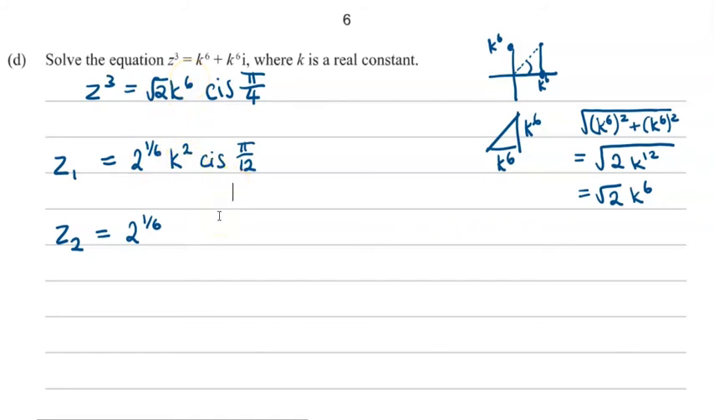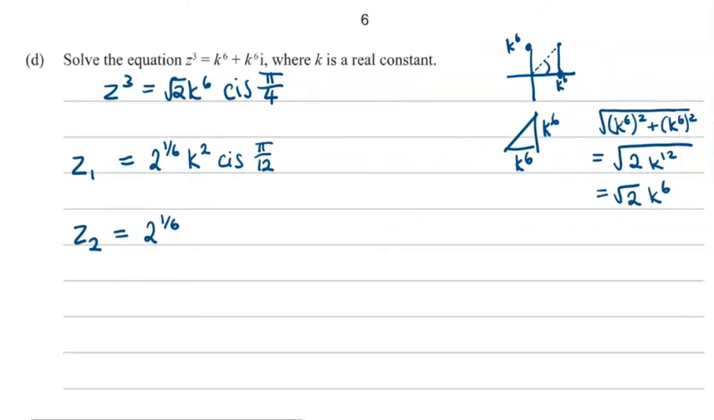Okay, so moving back on with our second solution, we have the modulus stays the same, being 2 to the 6, k squared. Our argument, however, we start with our original pi by 4, we add on a full circle, so we can do that full turn around our Argand diagram again, and then divide it by 3.